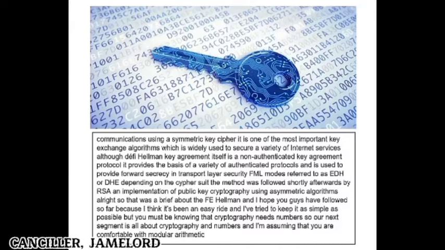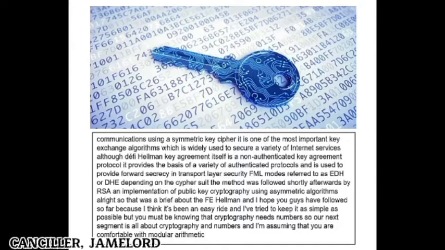Although the Diffie-Hellman key agreement itself is a non-authenticated key agreement protocol, it provides the basis of a variety of authenticated protocols and is used to provide forward secrecy in Transport Layer Security (TLS) modes, referred to as EDH or DHE, depending on the cipher suite. The method was followed shortly afterwards by RSA, an implementation of public key cryptography using asymmetric algorithms.